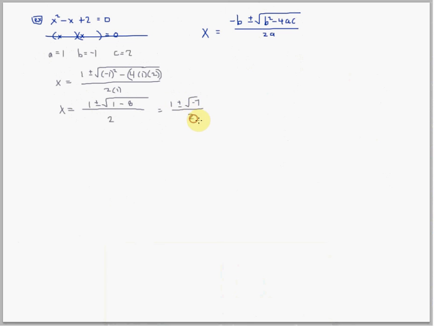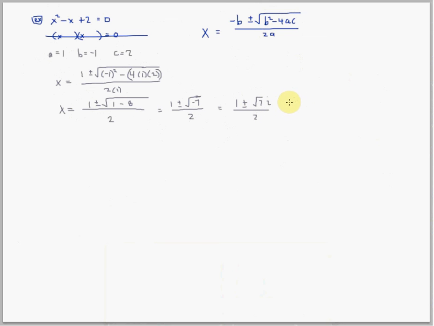Now this, you say, well, how can we take the square root of a negative number? You can't with real numbers. And so this is kind of an introduction. We're going to talk about this more in another section. But if you have a negative under a square root, it is an imaginary number. So your solutions here are complex numbers. Another way to write this, the square root of negative 1 is i. So you would write plus or minus the square root of 7i all over 2.